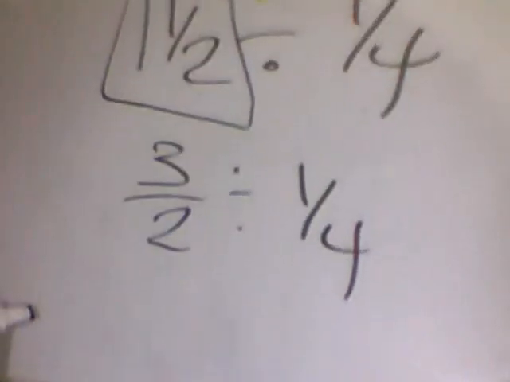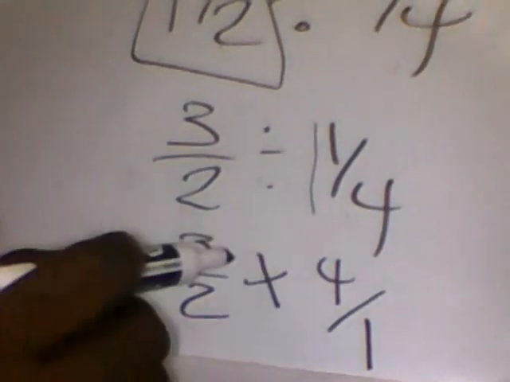Now, this is where you need to pay attention. You're going to write this 3 over 2 as it is. You're going to change from the division sign to multiplication. Then you're going to invert this fraction. How we invert the fraction: we put the 4 over the 1. In other words, we put the denominator where the numerator is, and the numerator where the denominator is, and then we multiply across. So 3 fours, 12, 2 ones, 2. Now of course 12 halves is equal to what? 6. If you divide this 12 by this 2, you will get 6, and that's your answer.